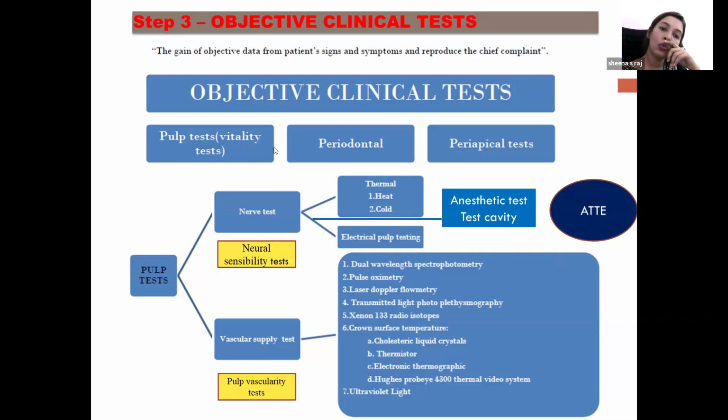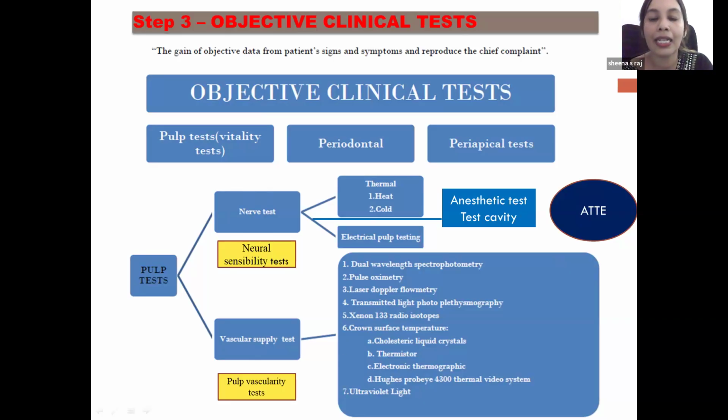The pulp test is of two types. We know the pulp contains two important things: the nerve as well as the vascular supply. Nerve test is also called the neural sensibility test. The other is the pulp vascularity test. The cold test and heat test normally come under that. That is the thermal test.